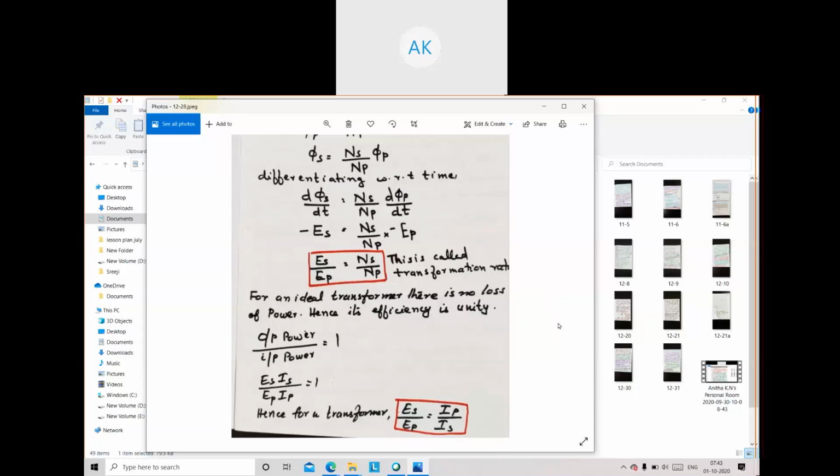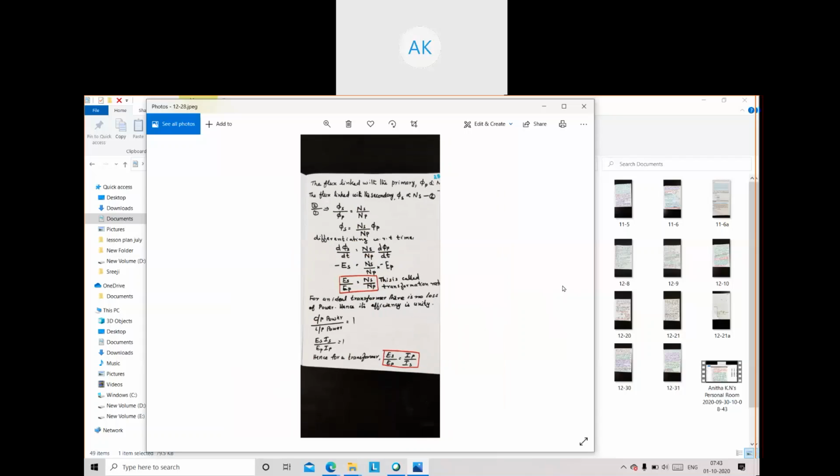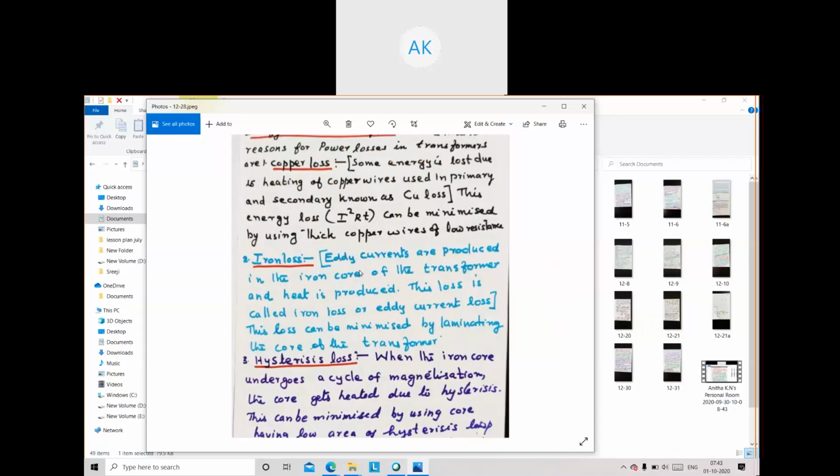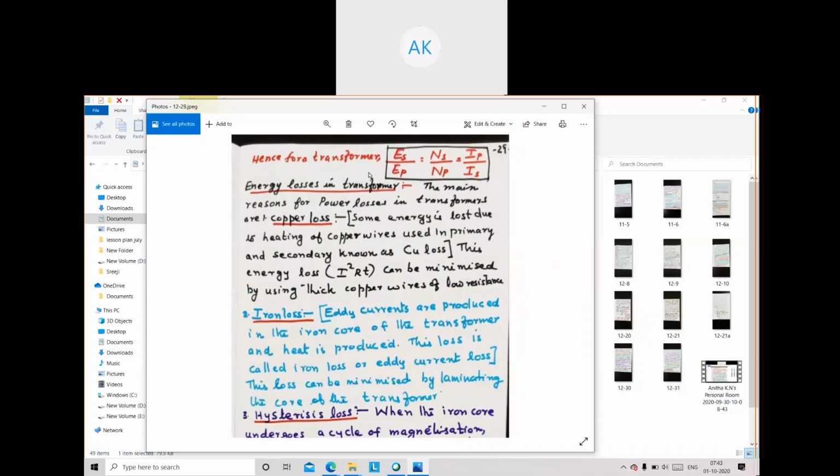For doing problems, study these equations. Hence, for a transformer, we got a relation: ES by EP equal to NS by NP equal to IP by IS. Listen, for voltage and turns, the secondary comes in the numerator. For current, the primary IP is the numerator, IP by IS.